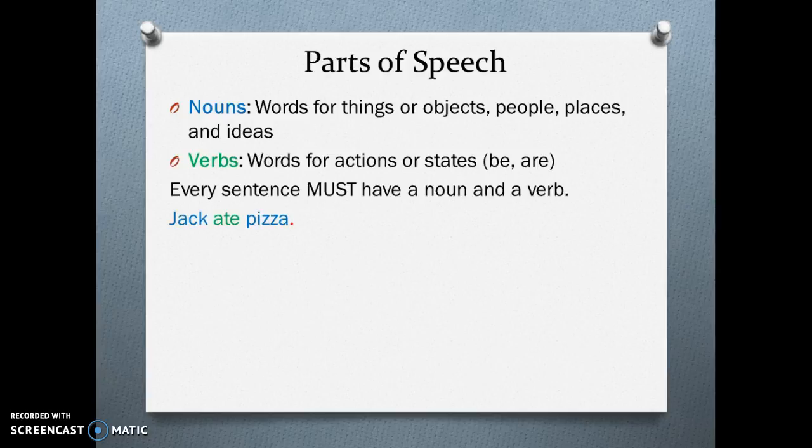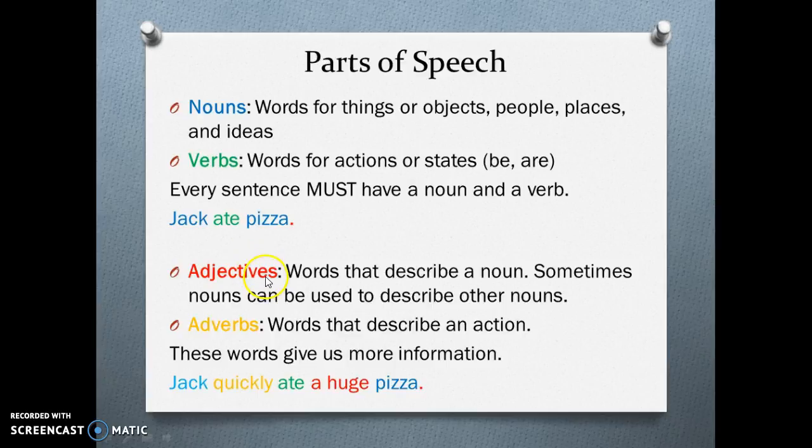So let's take a look. When we talk about the two main parts of speech, we're talking about nouns and verbs. Nouns are words for things or objects, people, places, and ideas. Verbs, on the other hand, show actions or states, and every sentence must have at least one noun and a verb. And here we have a sentence, Jack ate pizza. We have two nouns and one verb.